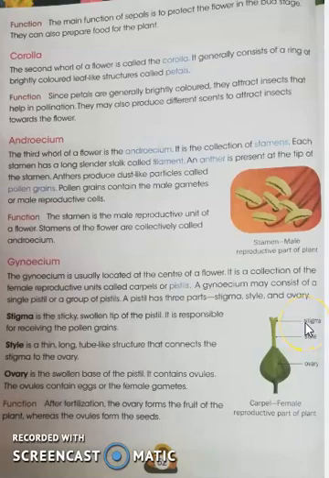Stigma is the sticky, swollen tip of the pistil, the swollen top you can see. It is responsible for receiving the pollen grains. The pollen grains come from the male organ and are received by the stigma. Next comes the style.